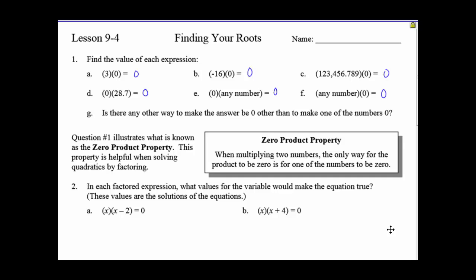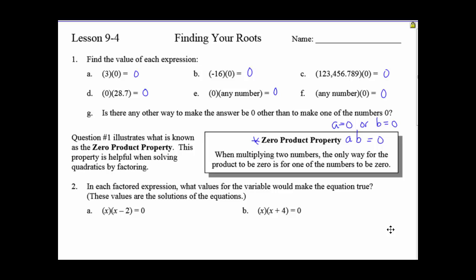Zero product property. This is when multiplying two numbers, the only way to get the product to be 0 is for one of the numbers to be 0. So if we have A times B, and we want that to be equal to 0, we need to know that one of these factors has to be 0. So we can let A equal 0, or we can let B equal 0. If one of them is 0, then no matter what we plug in for the other variable, we will always get 0 when we multiply.